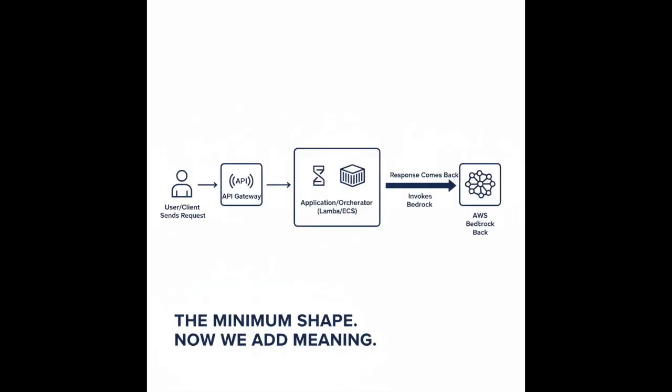A user or client sends a request. That request enters through API Gateway. It reaches an application or orchestrator, usually Lambda or ECS. That orchestrator invokes Bedrock. A response comes back. That's the minimum shape. Now we add meaning.